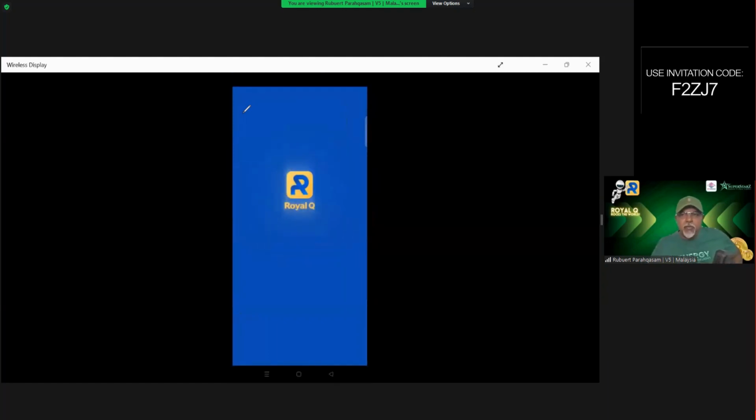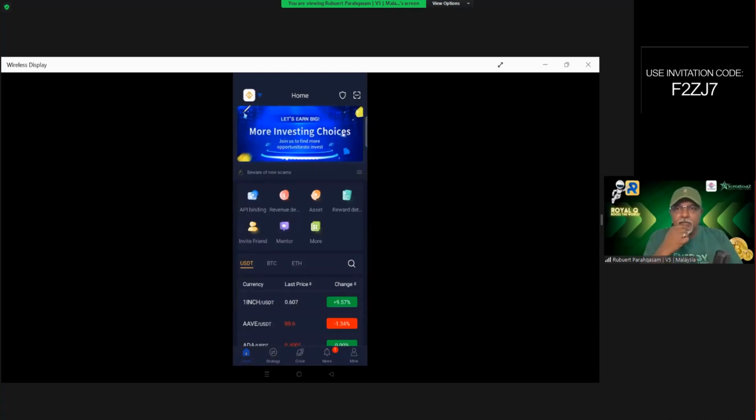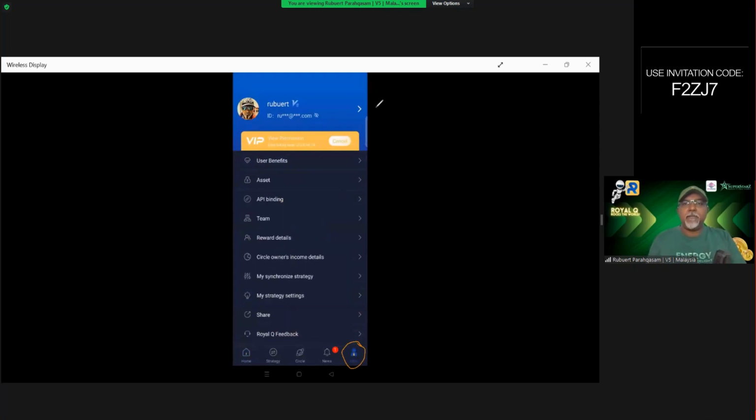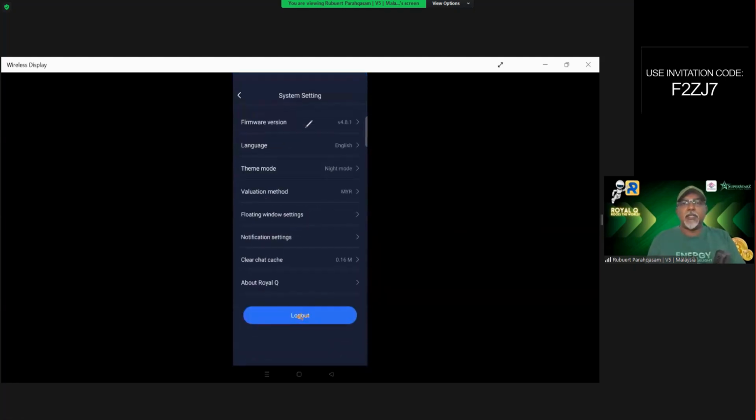So opening up RoyalQ. Here we are. Make sure you have updated to the latest version. You must update to the latest version. How do you see your latest version? Let me show you. You can go to Mine. Once you go to Mine, you go to System Settings. Tap on System Settings.